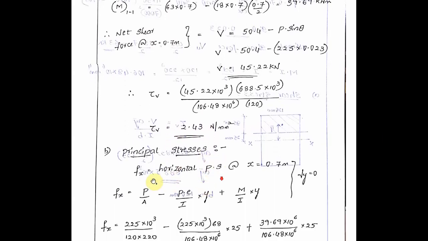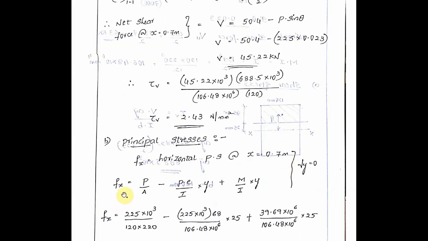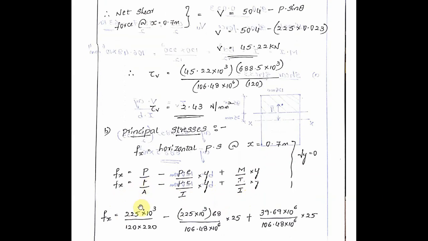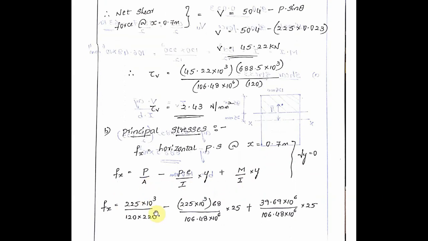Then principal stress is equal to Fx in horizontal. Principal stress at x is equal to 0.7 meters. Fx is P by A minus P by Z, where Z is equal to I by y, plus M upon I into y. So P is 225 times 10 raised to 3, and the area is 120 into 220.